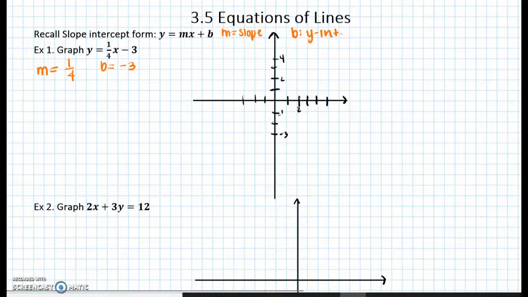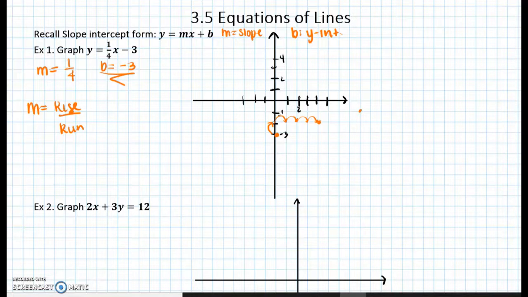All right, so what you're going to do is you're going to start off with your y-intercept. So that's at -3. And then remember, your slope is also rise over run. So you always do the rise first, and it says rise 1. So you're going to go up 1, and then you run 4. So 1, 2, 3, 4. So that's where your next point is. And then you could do that again. You go up 1 and over 4. So that's your next point.